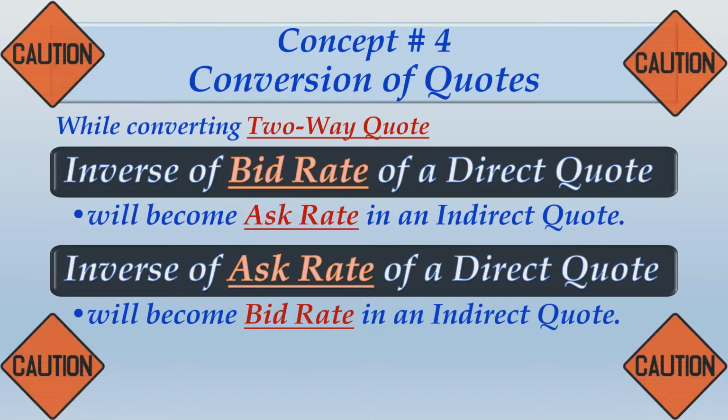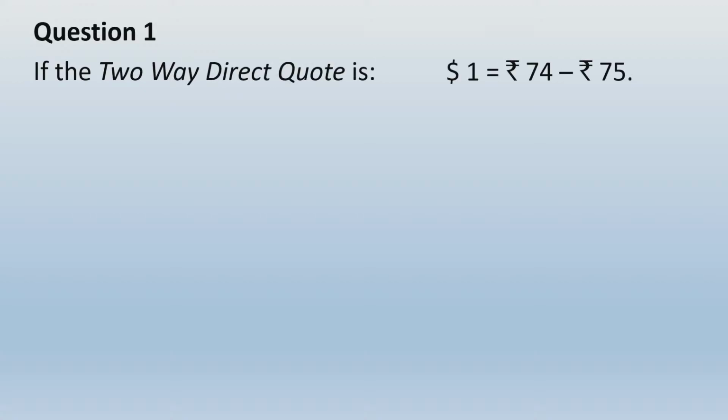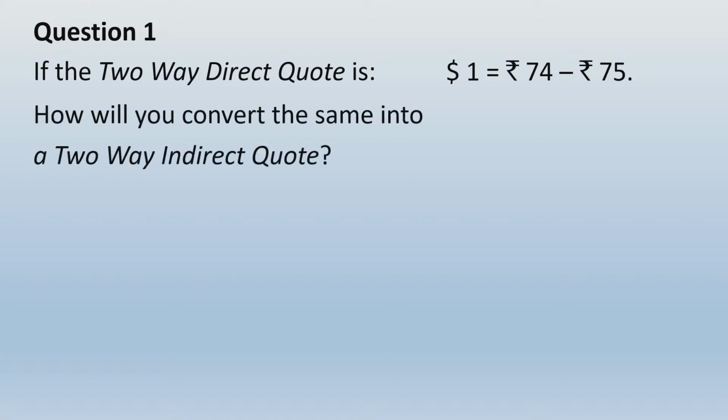All right, time for us to move ahead to take up an example over here. Let us take this question, and what is given over here: if the two-way direct quote is $1 equals rupees 74 to rupees 75, how will you convert the same into a two-way indirect quote?